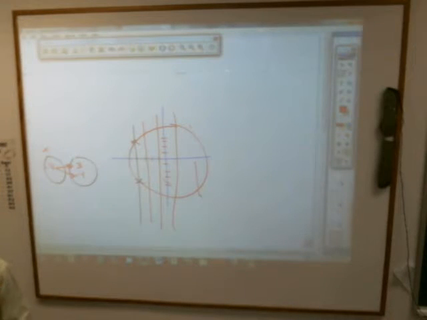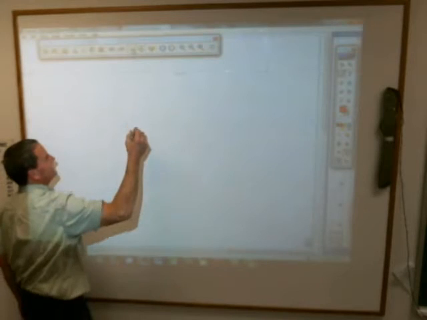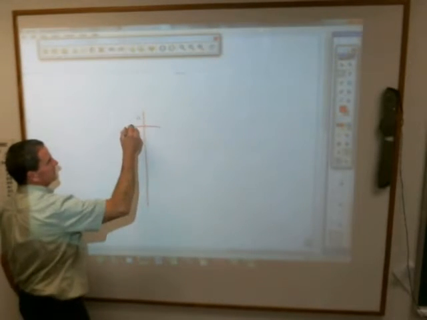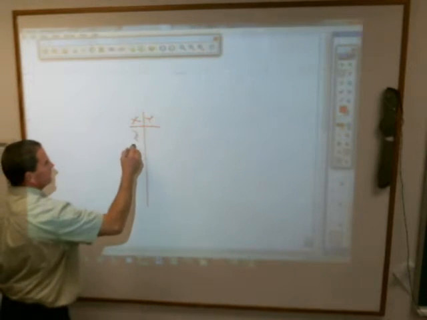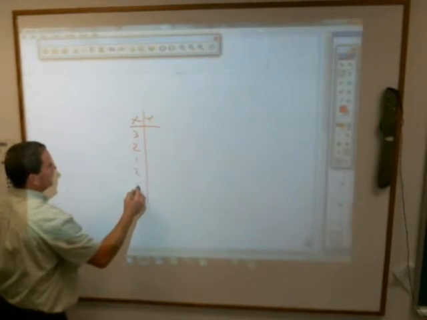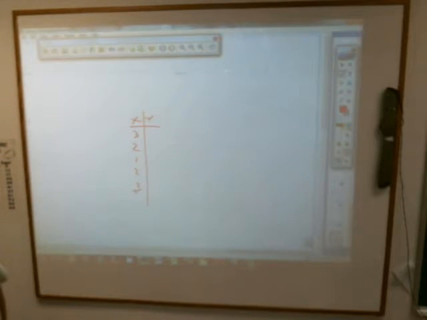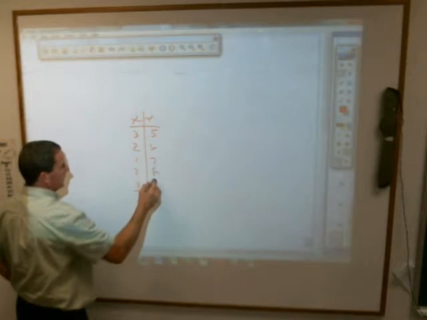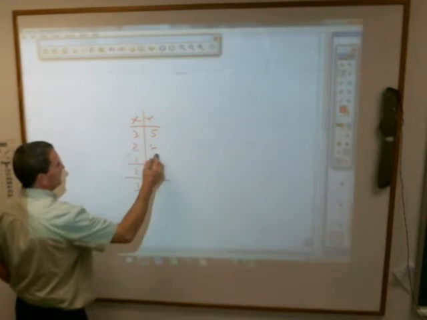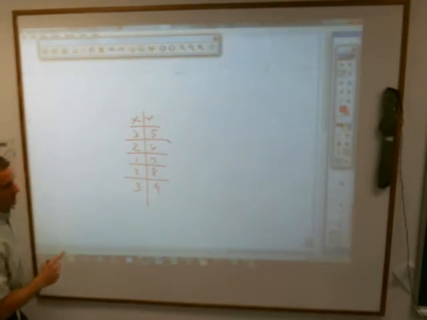Take a look at page, oh, you don't have this. Write down this table here. Sorry, don't take a look at this. This is right out of the book. 3, 2, 1, 2, 3. And 5, 6, 7, 8, 9. Would this table represent a function or not?